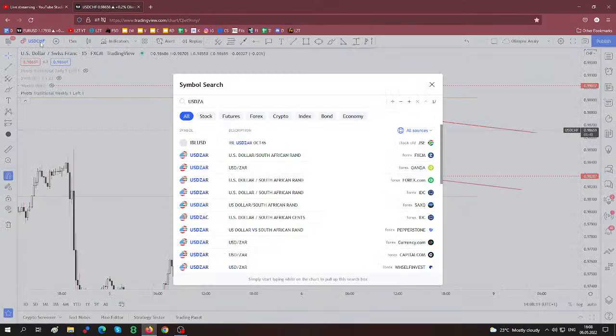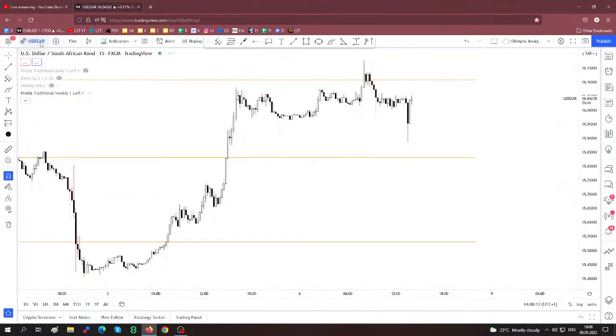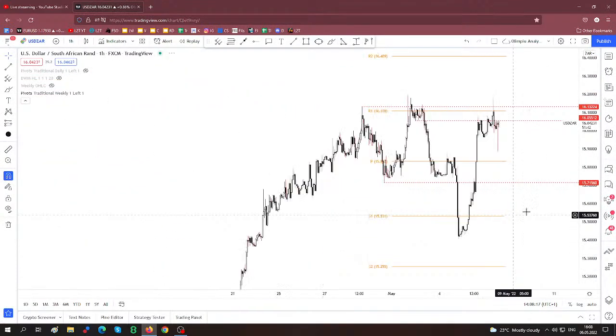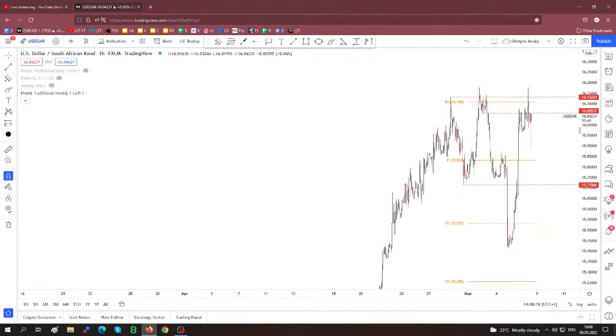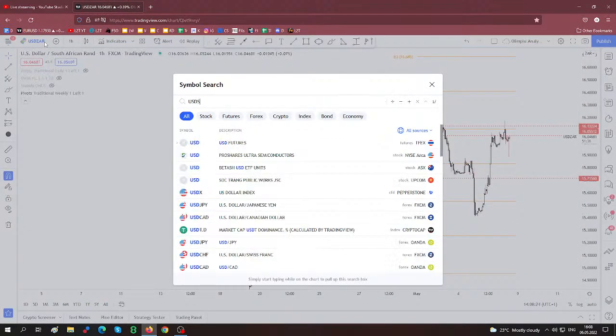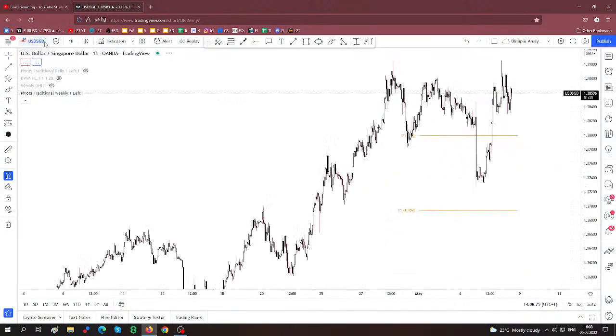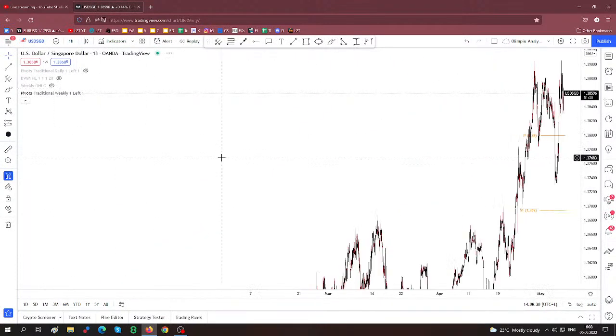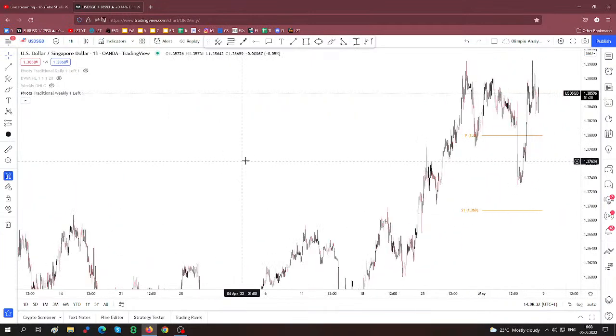US dollar, South African rand. No, it's at resistance. I will not do anything here. US dollar, Singapore dollar as well. No, I will not do anything here. Yeah, please take a look.